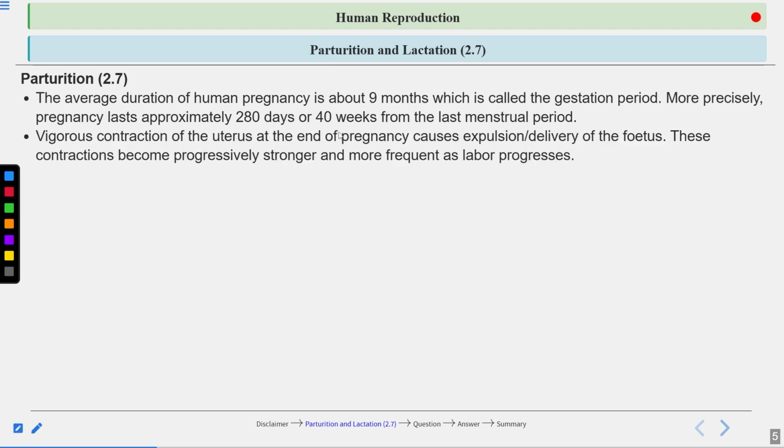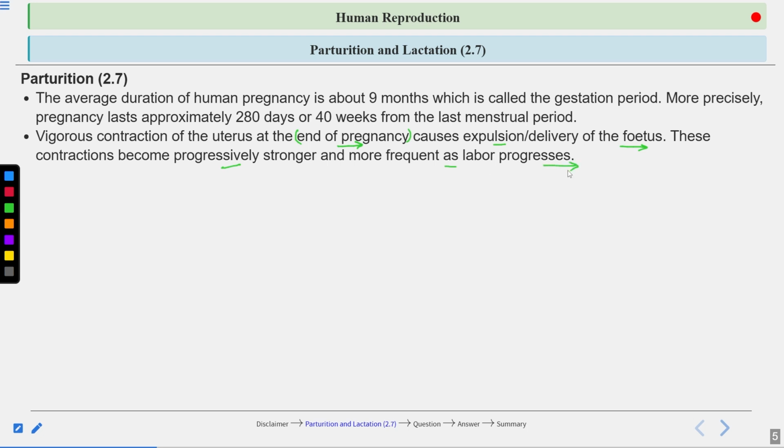Now, vigorous contraction of the uterus at the end of the pregnancy. Vigorous contractions occur in the uterus at the end of the pregnancy, and this causes expulsion or delivery of the fetus. These contractions become progressively stronger and more frequent as the labor progresses.